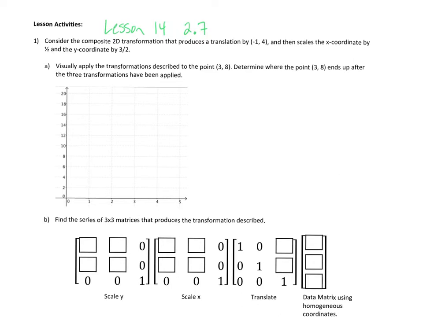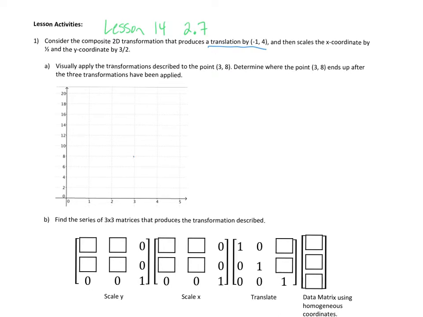So (3, 8), plot it. And now I'm going to do a translation, left 1, up 4. So left 1, 1, 2, 3, up 4. So that's where it goes next. Then it scales the x-coordinate by a half. So let's see, I'm going to keep track. This was (3, 8). Left 1, up 4 landed me at 2. Oh, I should have paid attention to my scale because those jump by 2.